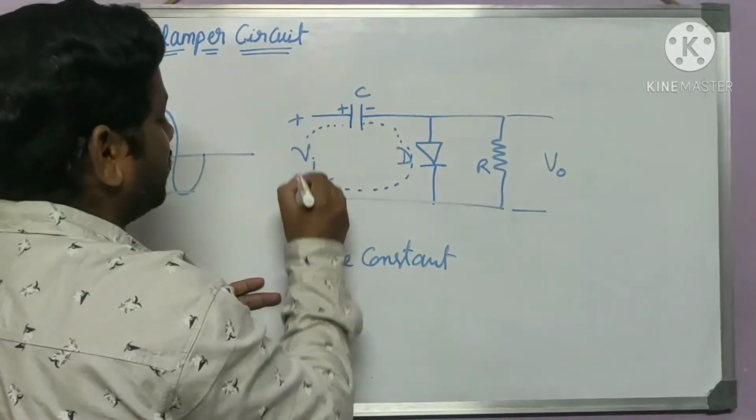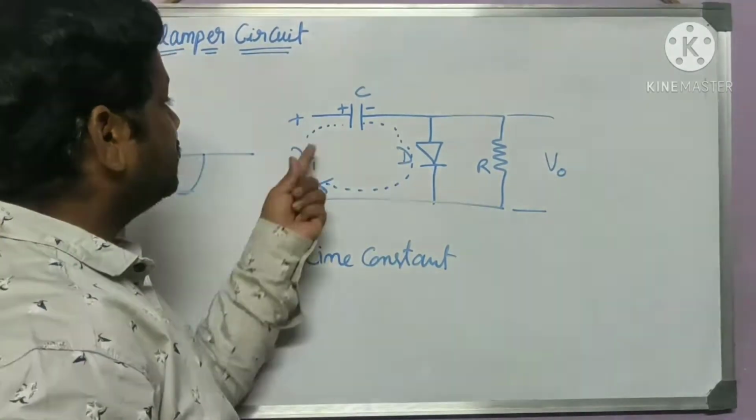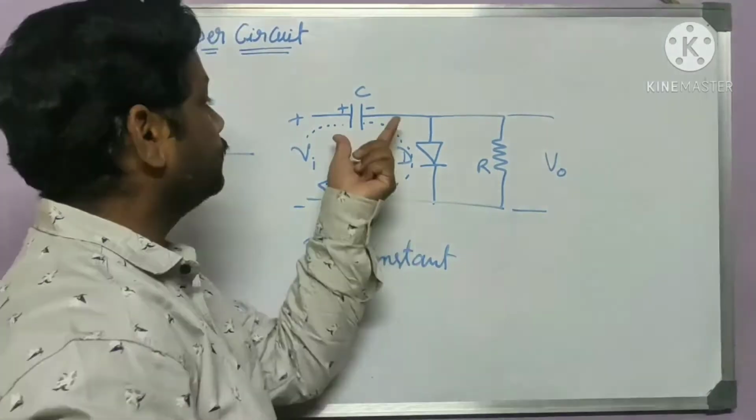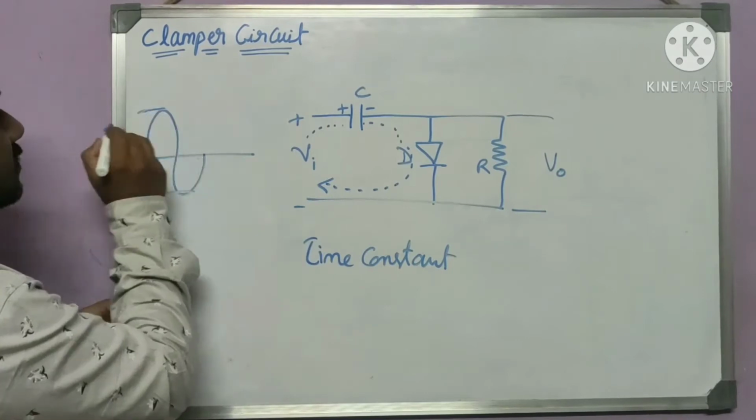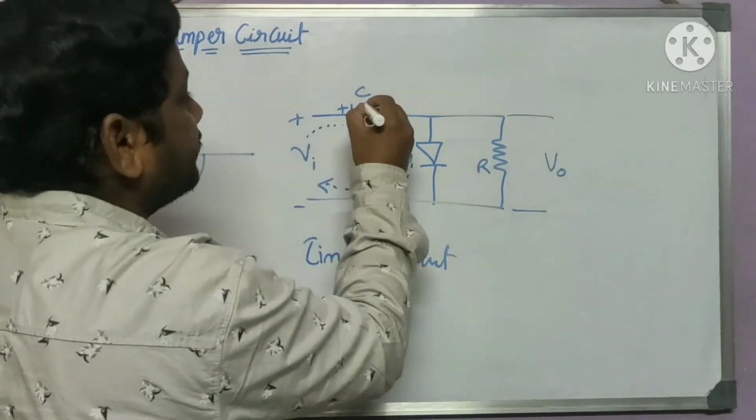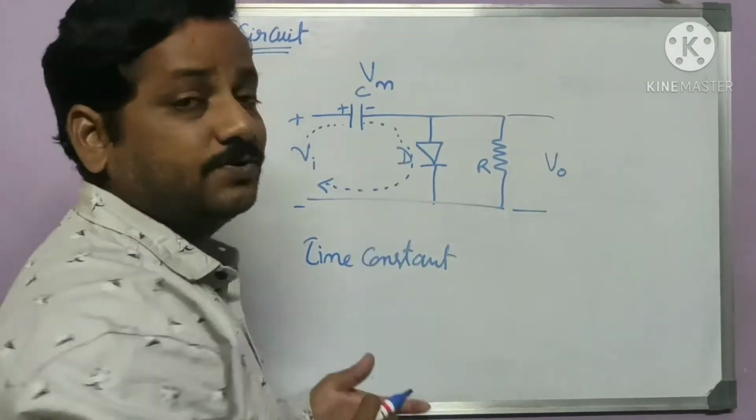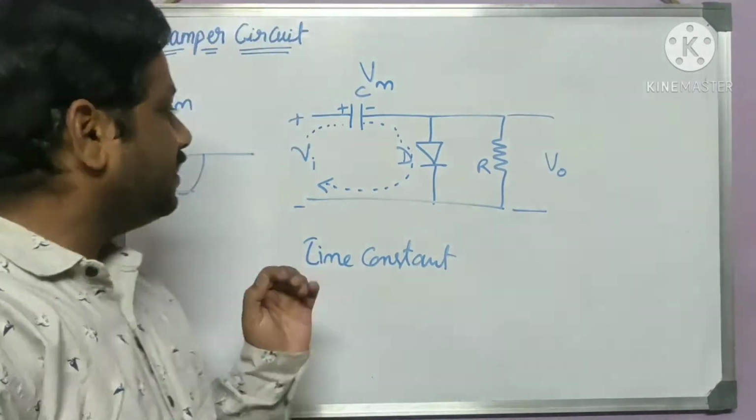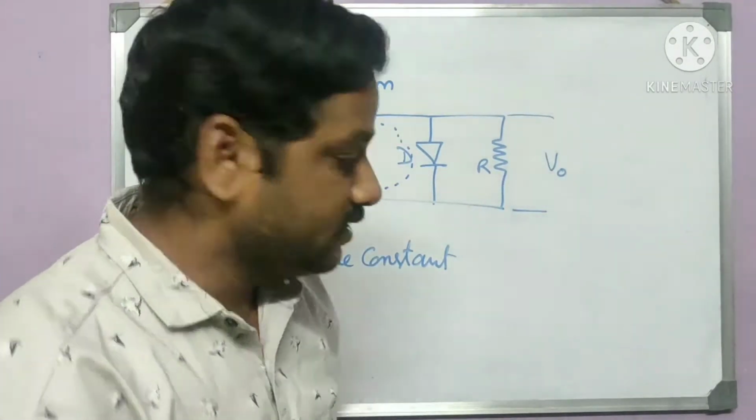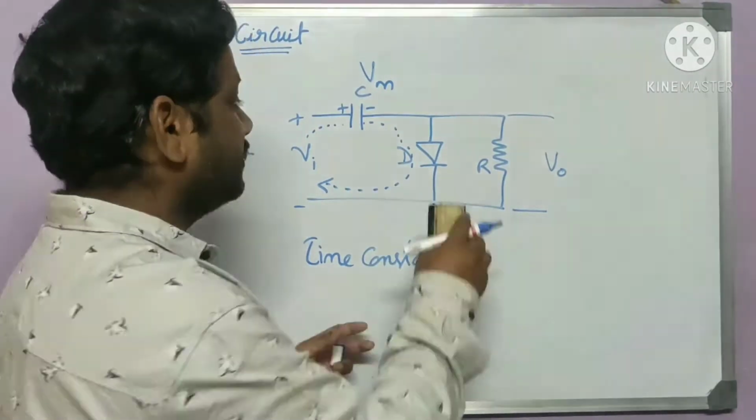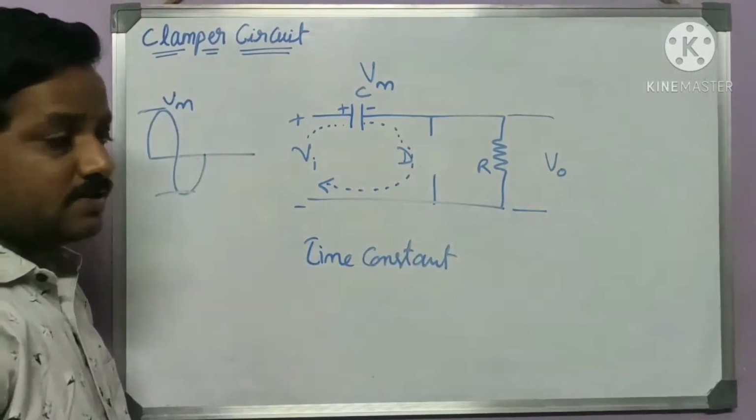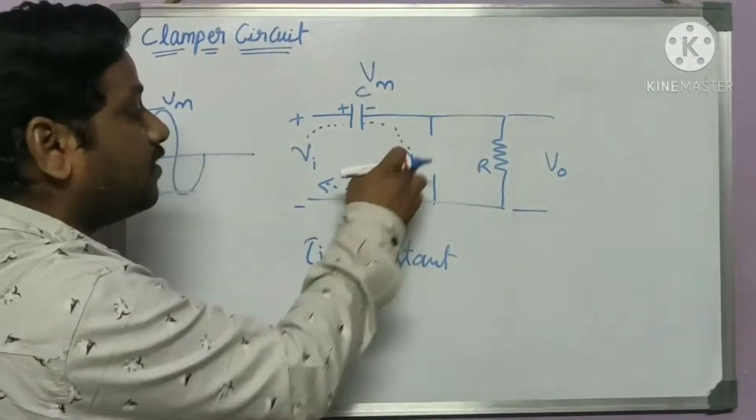So let's write the polarities. This capacitor will get charged to what level? Up to the maximum value. So what is the maximum value? Say Vm. So this capacitor will get charged to Vm during the positive cycle. And now during the negative cycle, this diode is going to be open because it will be in off condition during the negative cycle.